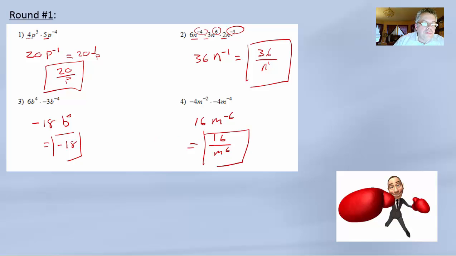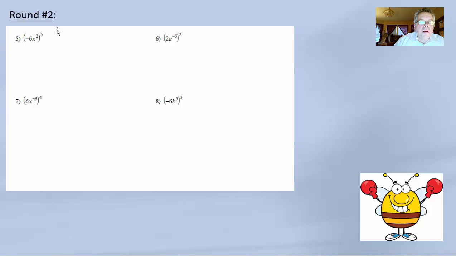Okay, next round has a product to a power. So both the number and the variable part get the exponent. So we're going to do negative 6 to the 5. And we're going to do x squared to the 5, which is x to the 10th. Okay, so I'm going to take a second and figure out what 6 to the 5 is. Okay, I get minus 7,776 x to the 10th.